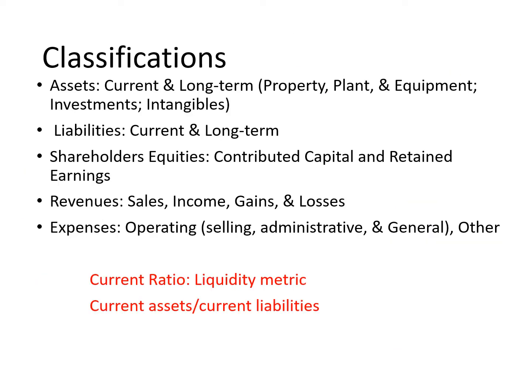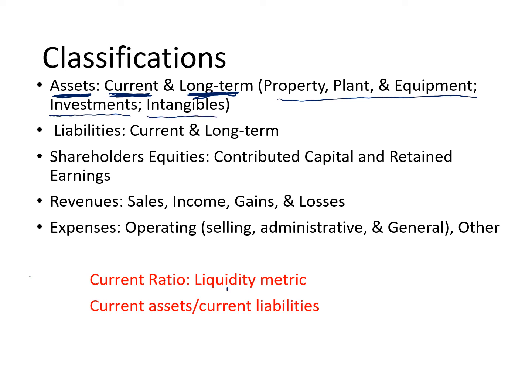All right, classifications. We've talked about that there's basically two or three kinds of different assets. And there's current assets, assets that are going to be converted to cash within the next period, which is usually a year. And there's long-term assets. And those long-term assets are either property, plant, and equipment, or their investments, or their intangibles.